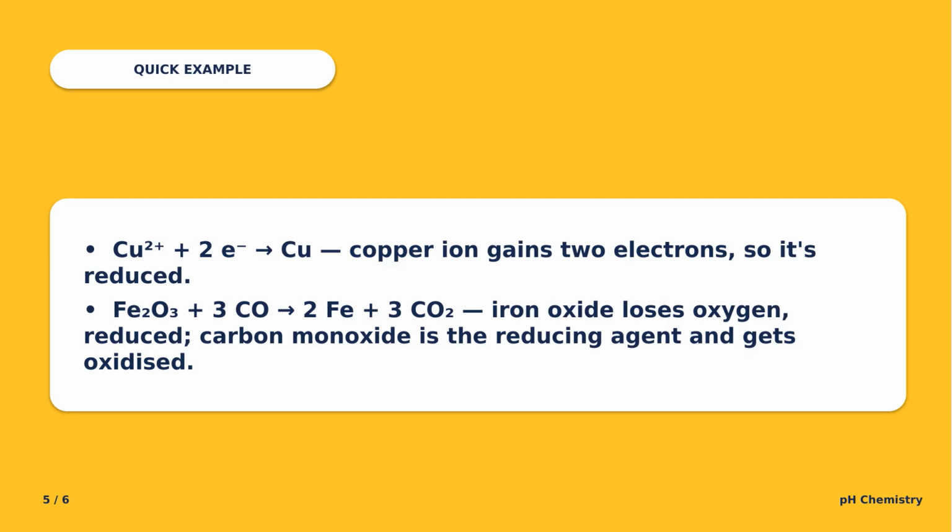A quick example. Cu2+ plus 2e- goes to Cu. So the copper ion gains 2 electrons, so it's reduced. Fe2O3 plus 3CO goes to 2Fe plus 3CO2. So iron oxide loses oxygen, is reduced. Carbon monoxide is the reducing agent and gets oxidized.